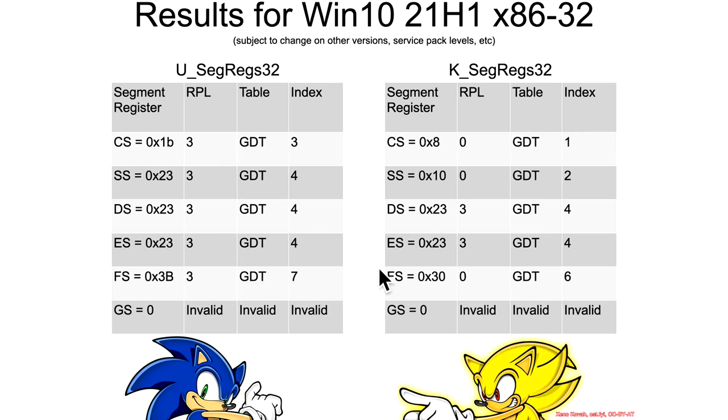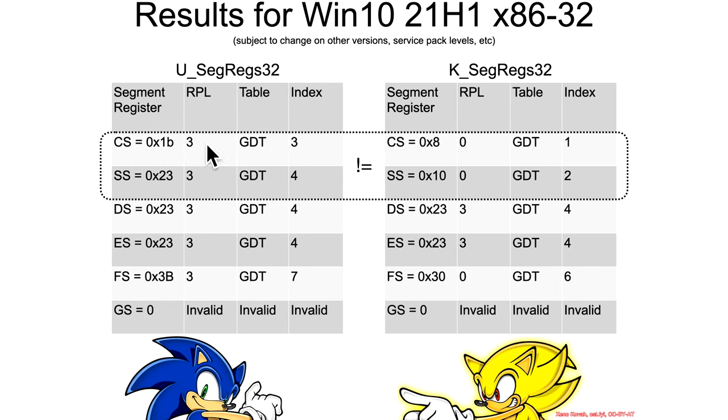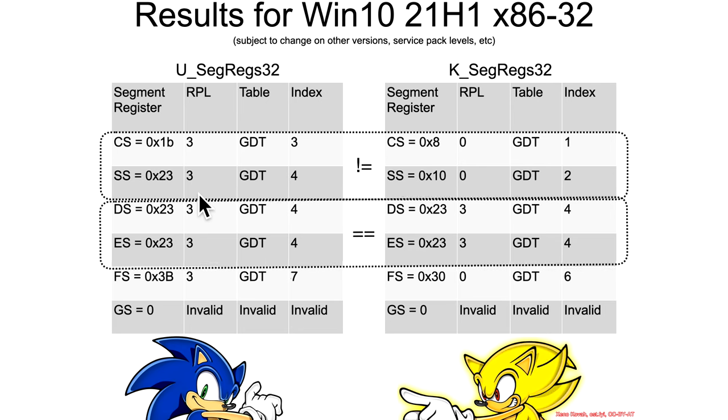So I did that, and the net result of what I saw was that, again, for RPL of CS and SS, we do see the difference. We have index 1, 2, 3, 4, so the different indices for user and kernel space. And we also see RPL of zeros over here in kernel and 3 over here in user space.